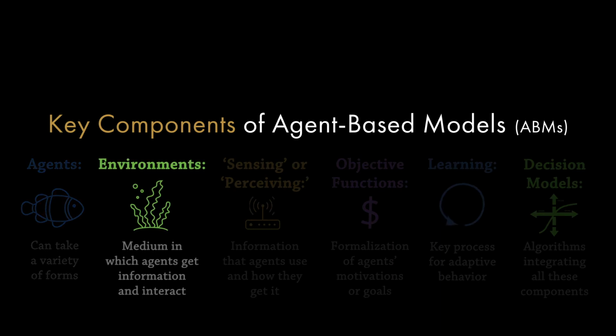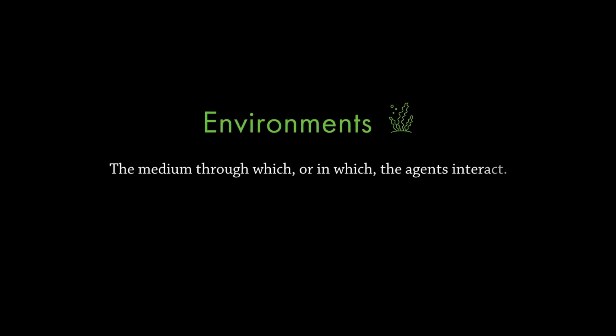Next, let's look at how environments are represented in ABMs. The environment is the medium through which, or in which, agents interact. The environment structures agents' interactions, for example by influencing the probability of any particular agents interacting, and thus is an important influence on the system-level behaviors that can emerge.